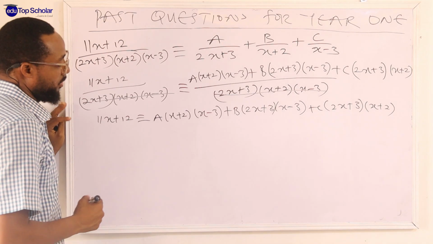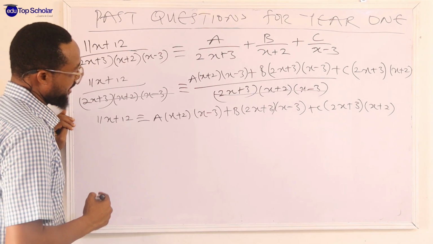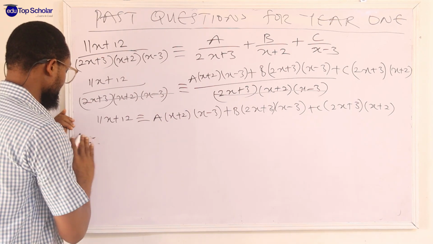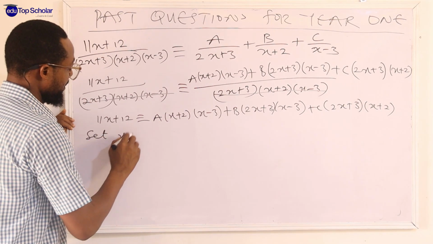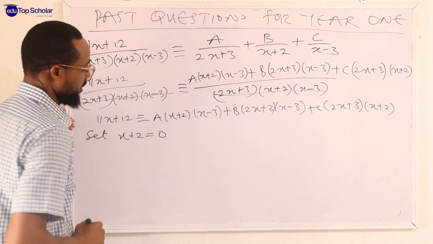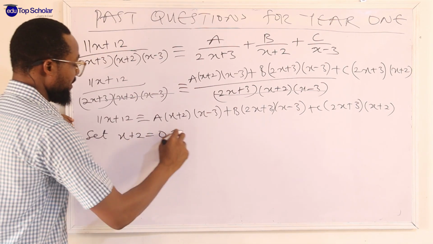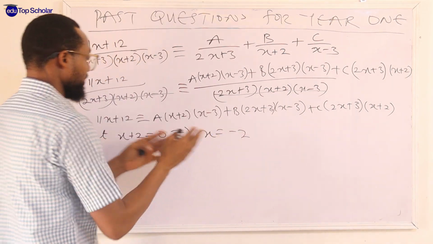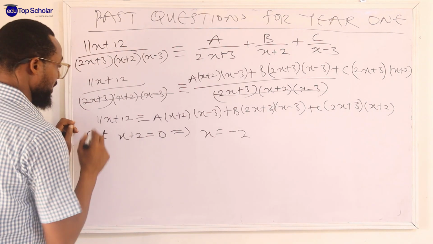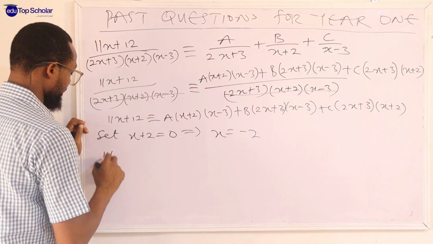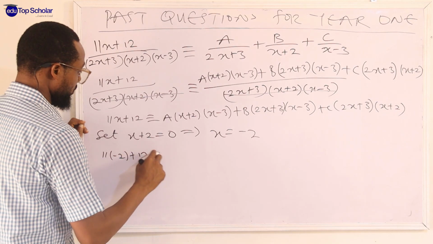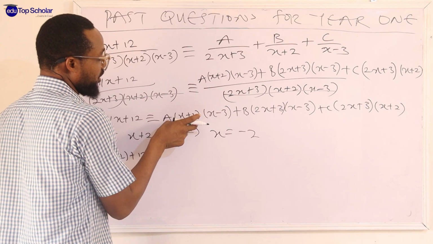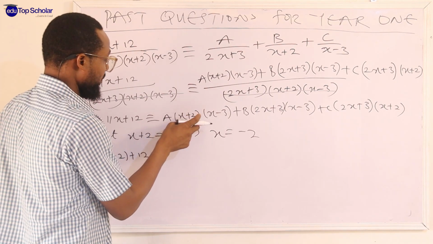Our target here is to get the values of A, B, and C. So here I want to take the first approach that I have described. Let's set x plus 2 equal to 0. This implies that x is equal to minus 2. If we substitute that into this, for x equals minus 2 we have 11 into minus 2 plus 12 equal to this one. If I put minus 2 here, it will be 0, so everything here will be 0.